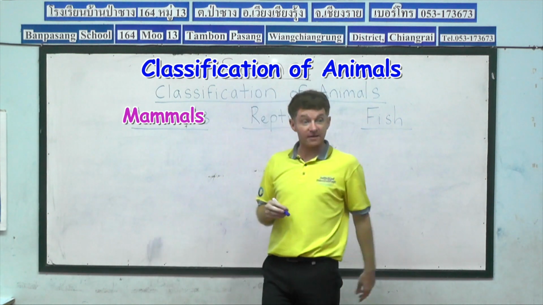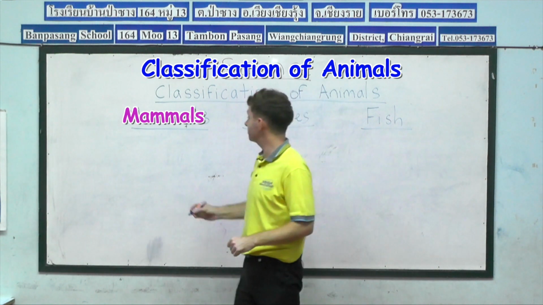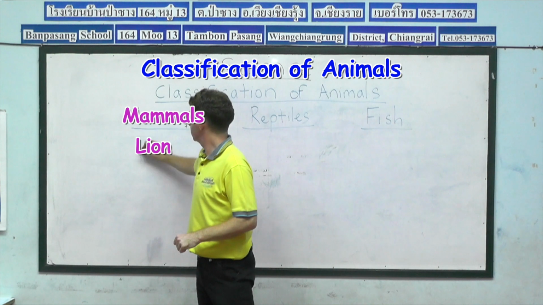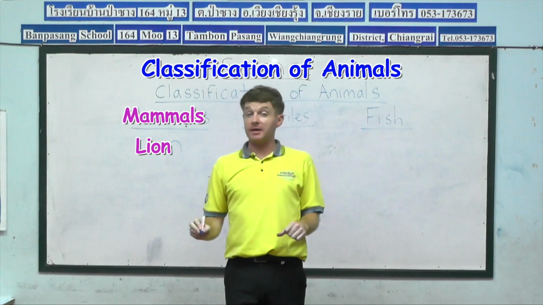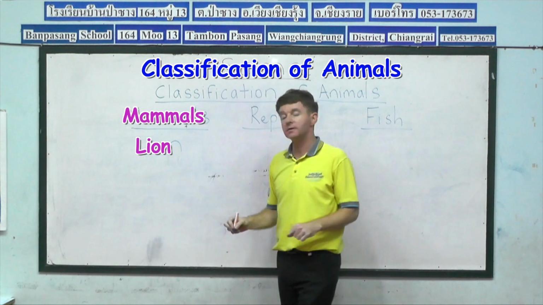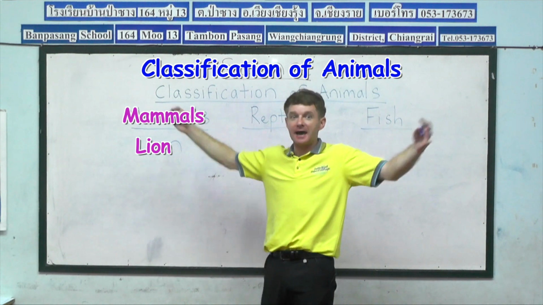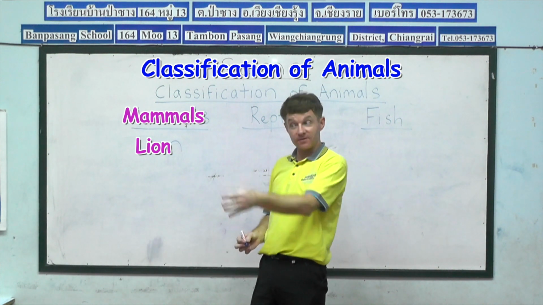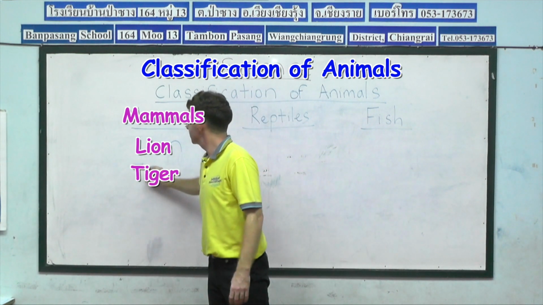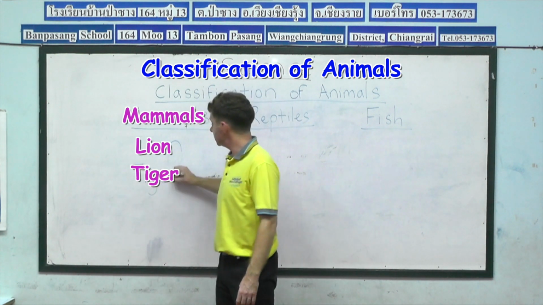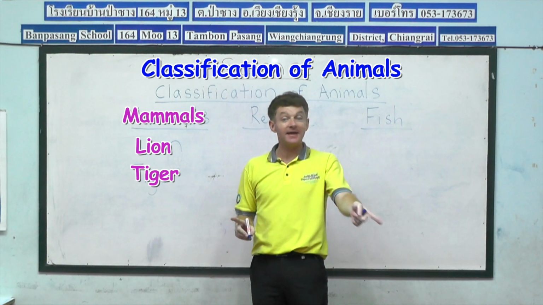A lion. Excellent. Yes, a lion is a type of mammal. So how do we spell lion, guys? L-I-O-N. Okay. So let's see if we can get 3 on each side. We've got 1 mammal. Any others? Tiger. Yes. All of the cats, like the big cats, lions, tigers, are mammals. And tiger, T-I-G-E-R.